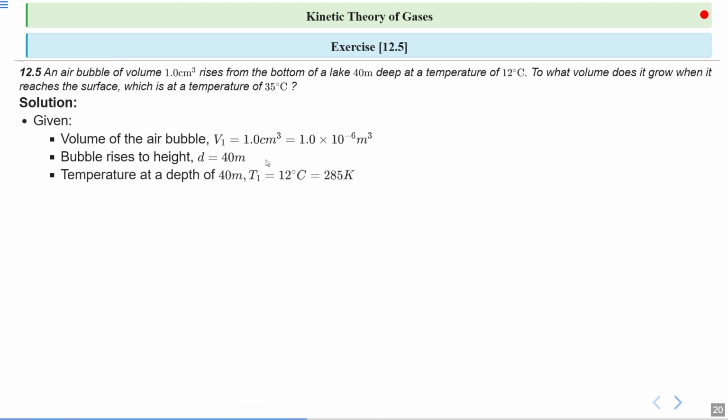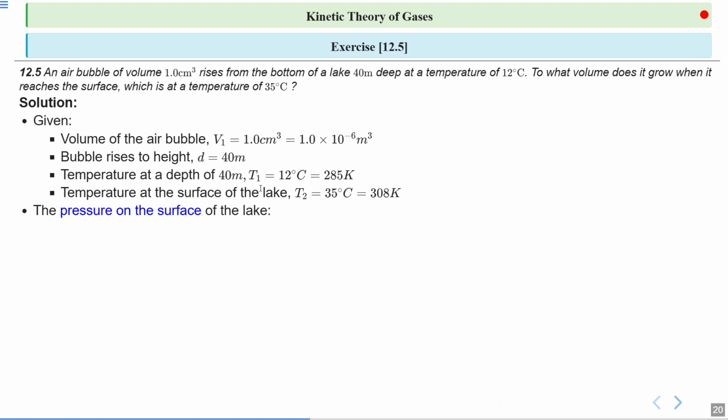Temperature at a depth of 40 meter, T1 is equal to 12 degrees Celsius, and we need to convert it to Kelvin by adding 273. So it will be 285 Kelvin. Temperature at the surface of the lake, T2 is equal to 35 degrees Celsius, which converts to 380 Kelvin. This increase in temperature will cause the bubble to expand as it rises.